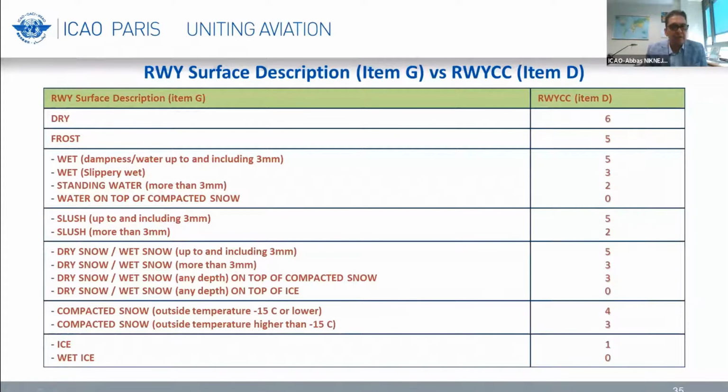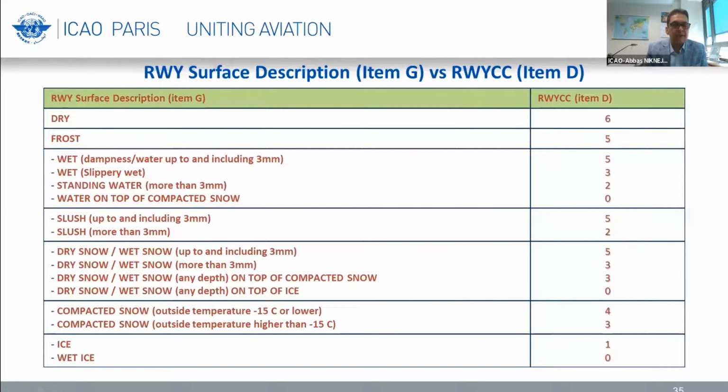Dry snow, wet snow, if it's up to and including 3 millimeters, runway condition code would be 5. If it's more than 3 millimeters, it means that if it's 4 or more, runway condition code would be 3. If dry snow or wet snow of any depth, it doesn't matter how much, exists on top of compacted snow, the runway condition code would be 3.